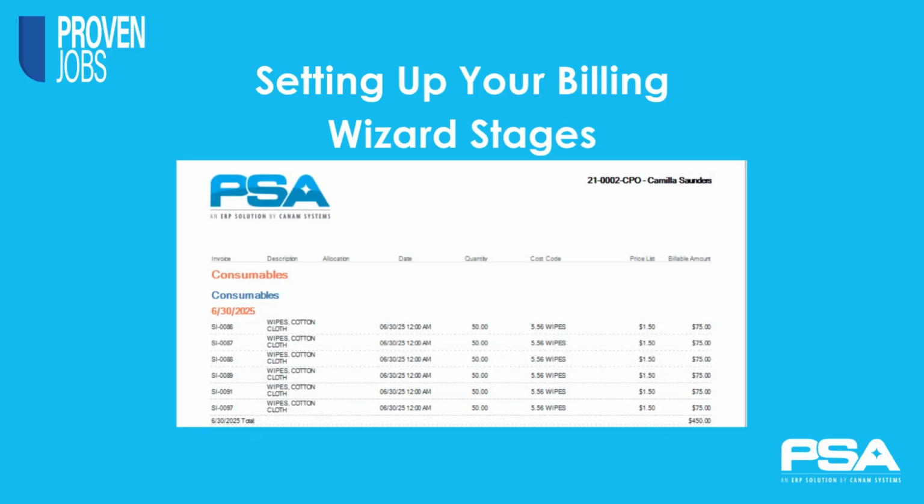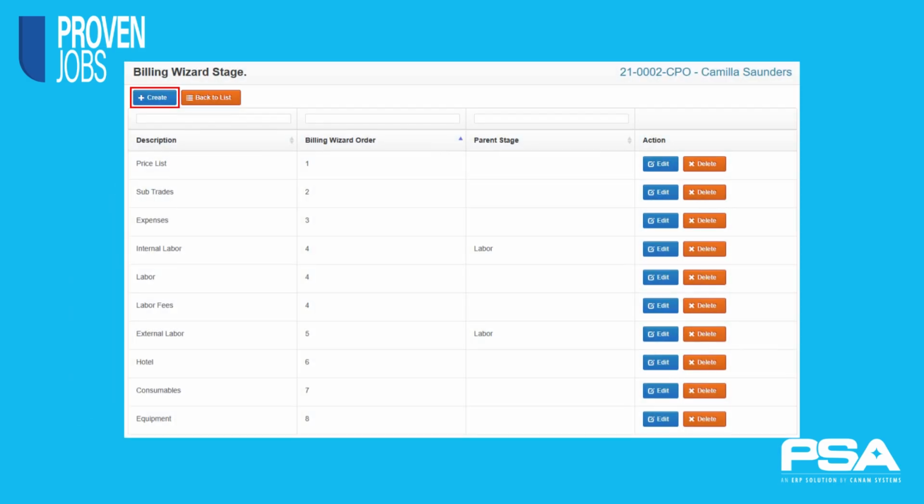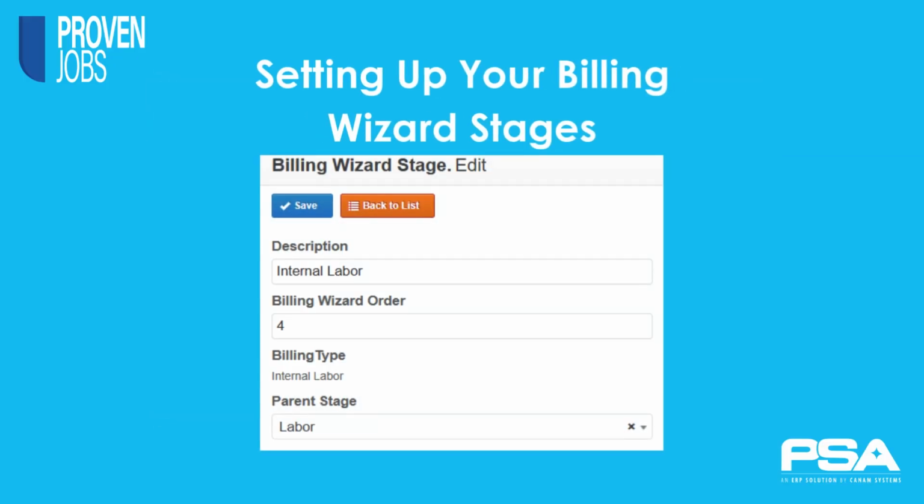Administrators, if applicable, have the option to modify or add stages to the Billing Wizard to fit their company's needs. Administrators can edit existing or create new billing stages by selecting Edit Billing Wizard Stages. Select the plus Create button. In the description field, enter the name of the desired stage, select the order, and if applicable, select the parent stage. Once created, select Save.